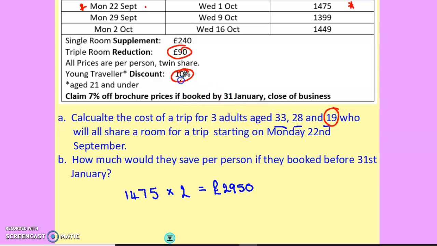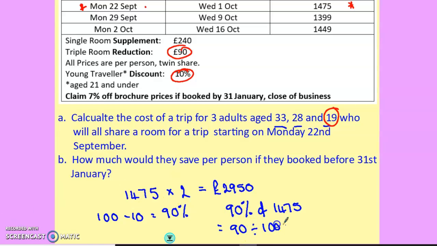The third one gets a 10% discount. Now we could find 10% and take it away, or we can take away first. 100 take away 10 is 90%. 90% of 1,475. 90% is 90 divided by 100, which gives us 0.9 times the 1,475.